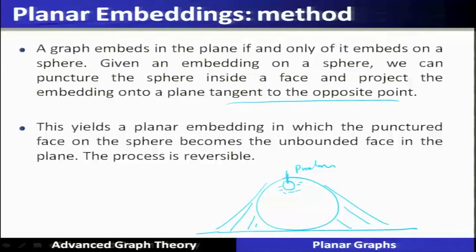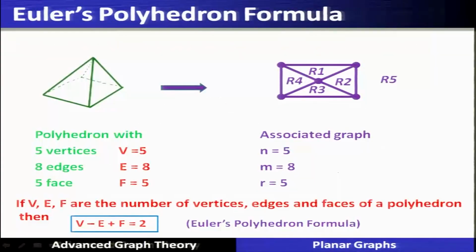This yields a planar embedding in which the punctured face will be an unbounded face in the plane, and this process is reversible. That means if we have this kind of plane graph, we can wrap it around and obtain an embedding on a sphere. This is called planar embedding.